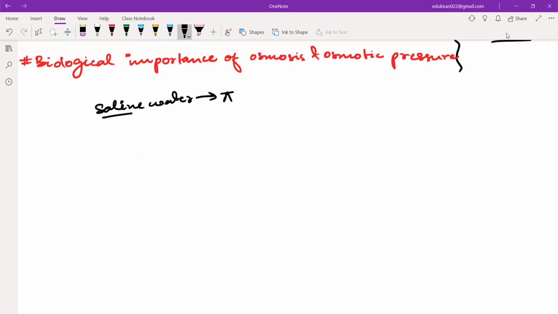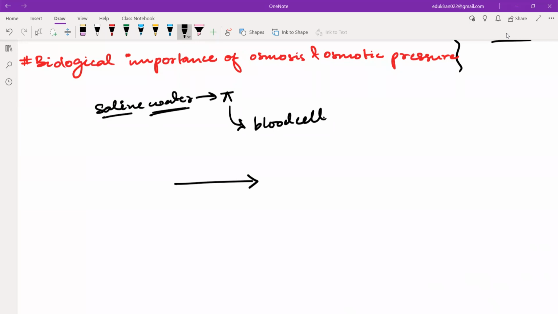Now, when anyone is getting saline, that saline water should have an osmotic pressure equal to that of the blood cell. Why? Because if there is a difference in the osmotic pressure, what is going to happen? The solvent will flow from lower concentration of solute to higher concentration of solute, right? And if you are having water, then water will flow into the blood cell, and it will lead to swelling in the blood cell, right?